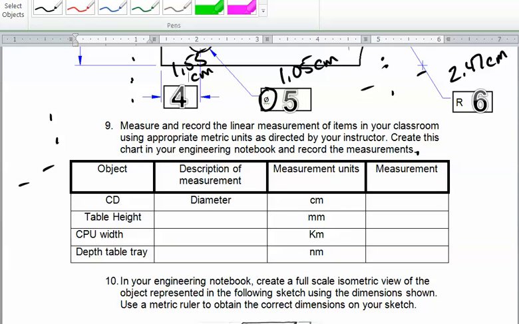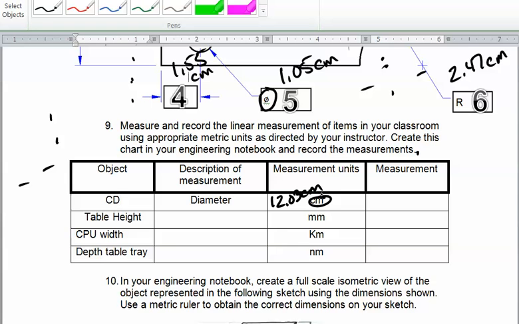Number 9, measure and record the linear measurements of items in your classroom. Use appropriate metric units as directed by your instructor. Create this chart in your engineering notebook and record the measurements. So, the first thing here is a CD. When I measured it, I found it to be 12.03 centimeters.